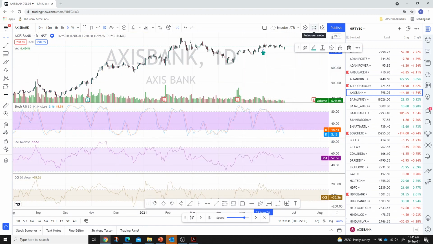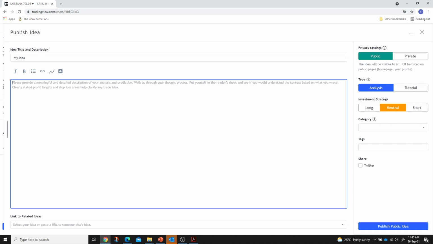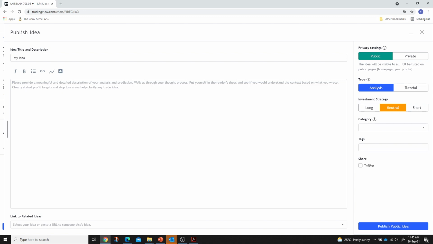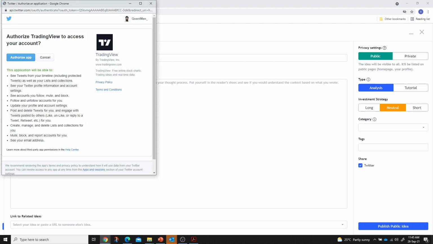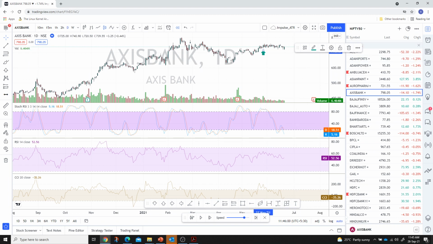Then full screen, and you can even publish. If you want to publish this idea, you can go to publish idea and then write some detail about it, and then you can post it, and this goes to the community. People will look at it, they'll like it. You can even share it to Twitter. So I need to authorize and then it goes to Twitter. This is one good feature if you are quite active in the community. If you want to build a base, this is a good place.